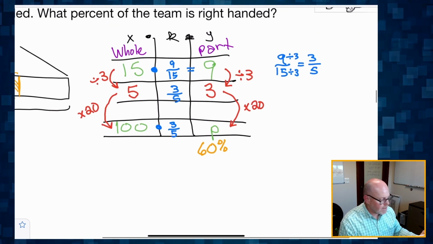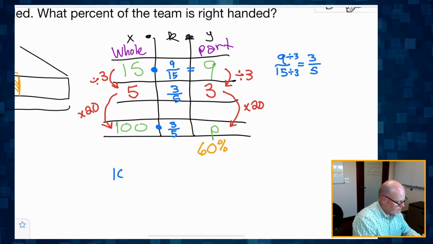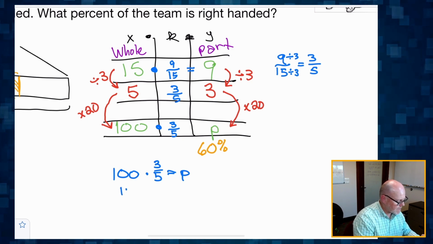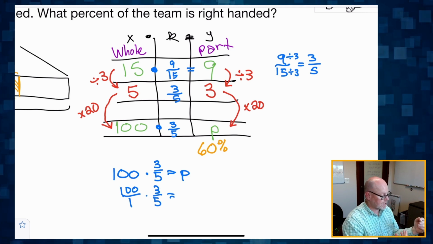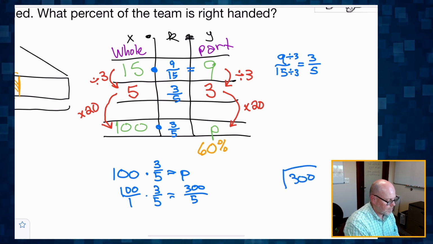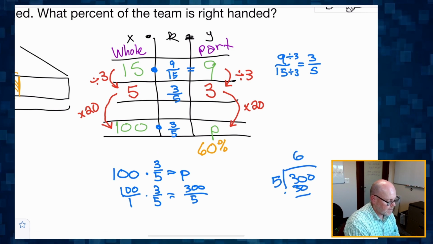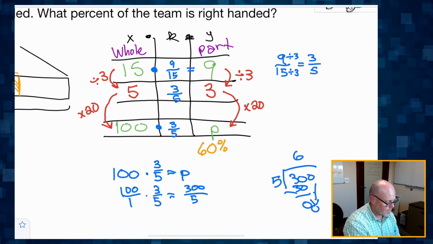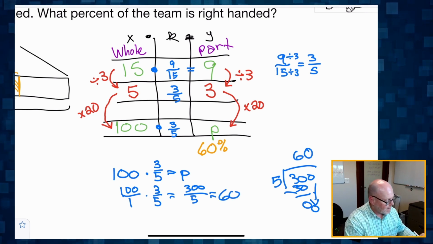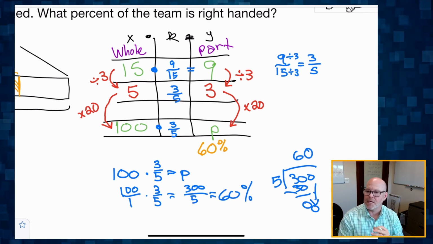So what is that? That's going to be 100 times 3/5 gives us p. And we know how to multiply by fractions. That's 100 over 1 times 3/5 equals, and then I can just do the math. I could go straight across, and I get 300 over 5, and 300 divided by 5 gives me 60. And so we know in a different way that the value of p is 60, meaning 60%.